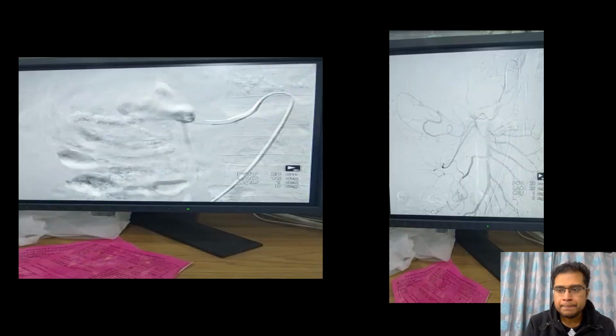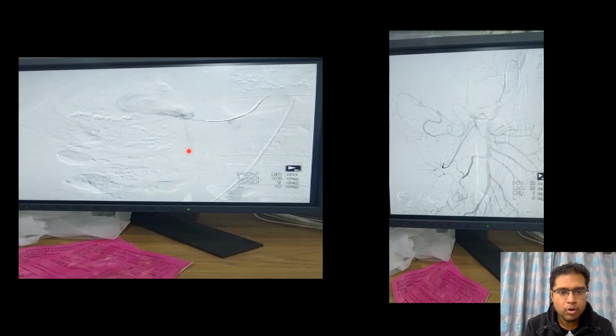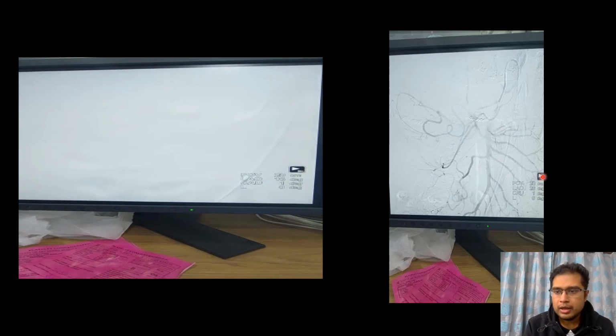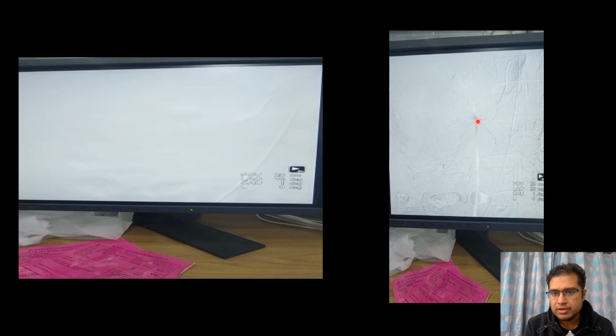So for the treatment, the patient was taken to the cath lab and a microcoil was placed within the aneurysm. So these are the pre-coil images where we can see there is extravasation of contrast. And then after coiling, there is no extravasation, and we can see that the coil is very well placed within the aneurysm.